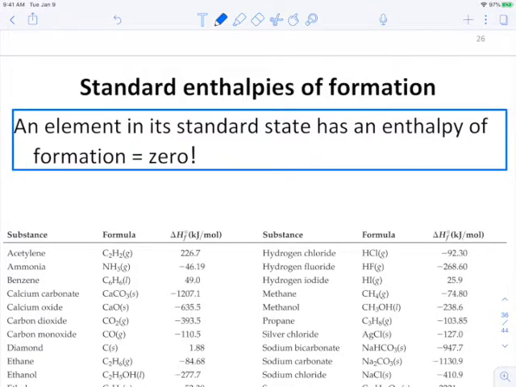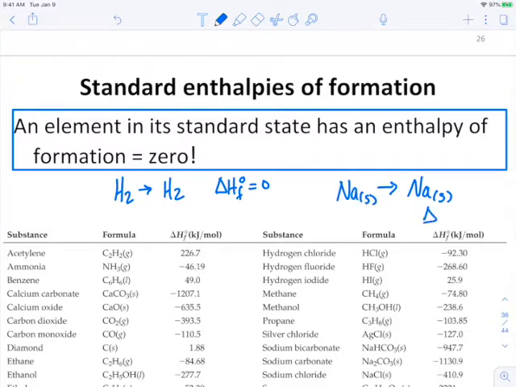And that is an element in the standard state has an enthalpy of formation of 0. So what we're saying is, let's say we're looking for the enthalpy of formation for hydrogen. Well, it's formed from the hydrogen that we have on Earth, which is H2. And because it's H2 to H2, delta H of formation would be 0. Likewise, if I wanted the enthalpy of formation for sodium as a solid, well, the standard state is already sodium as a solid. So again, delta H of formation would be a 0.